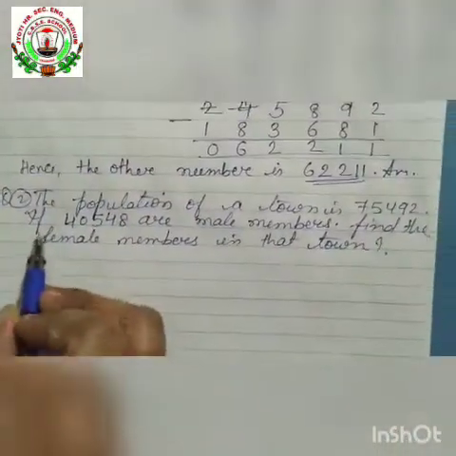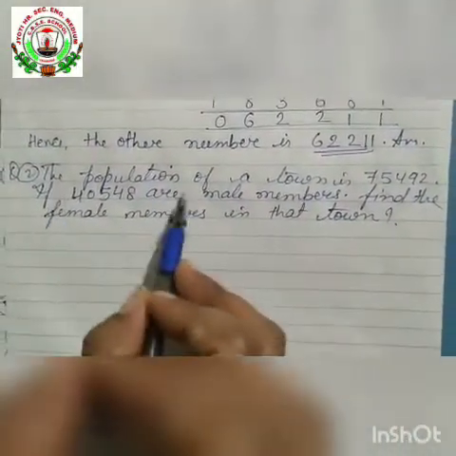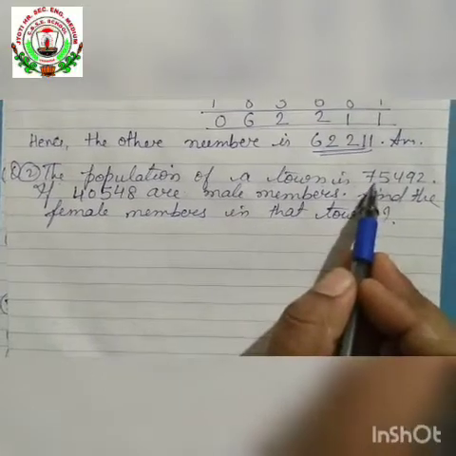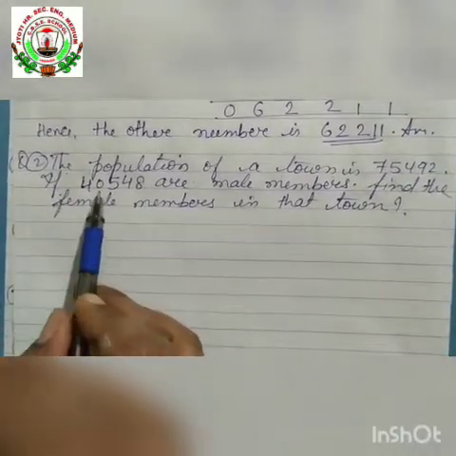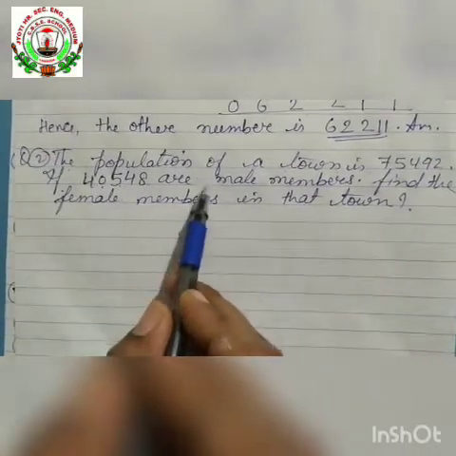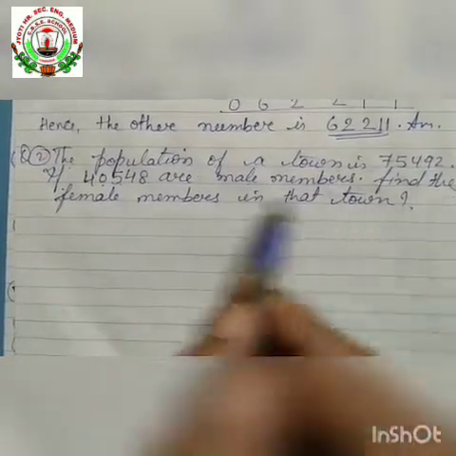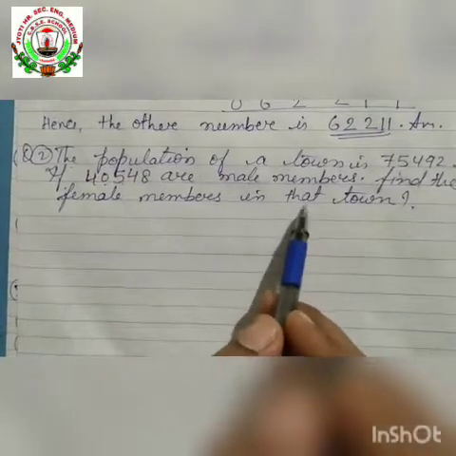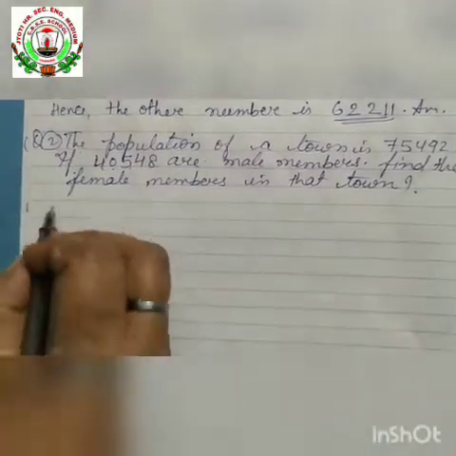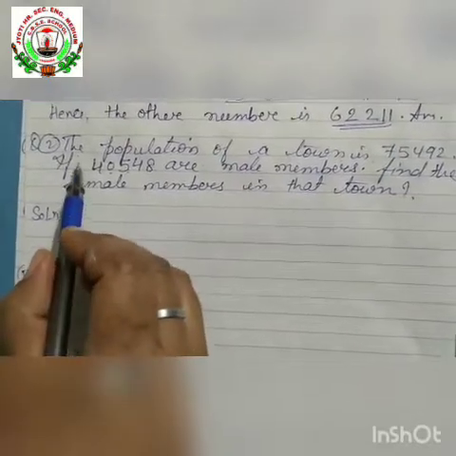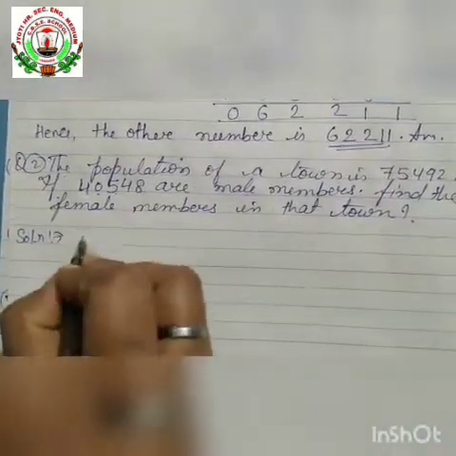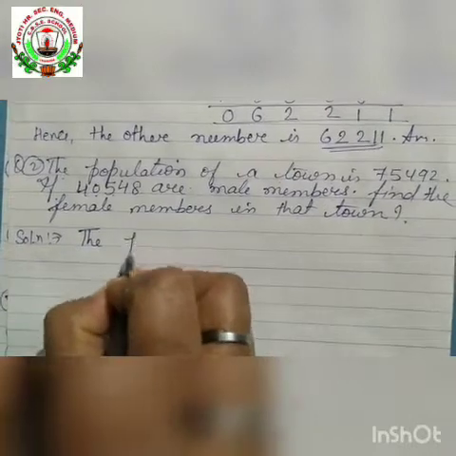Now let us see question number 2. The population of a town is 75,492. If 40,548 are male members, find the female members in that town. So children, first we will write the statement. What is given here? The population of a town is given here. So we will write it first.